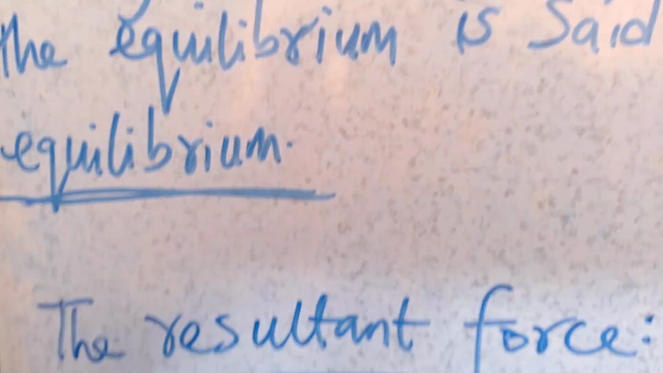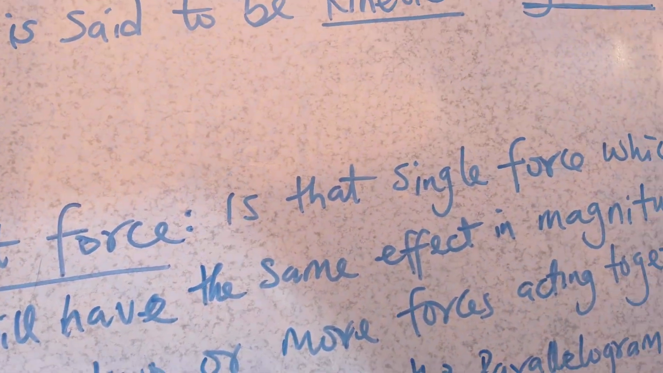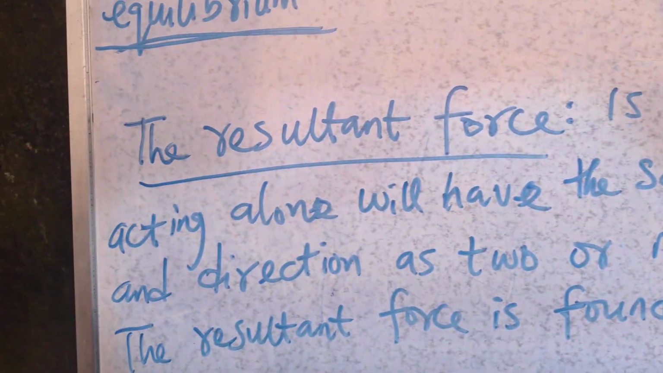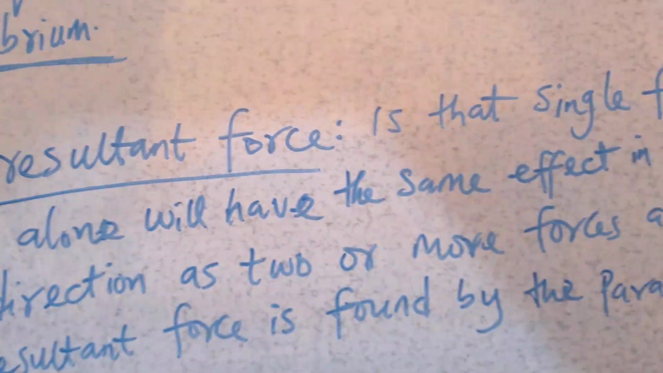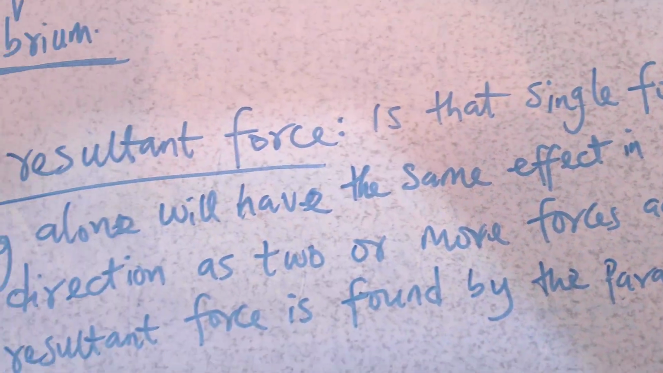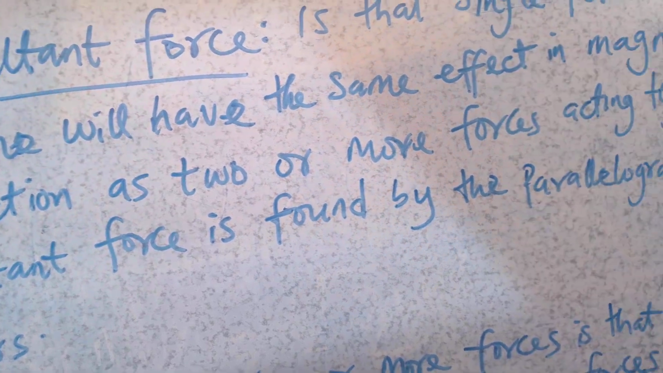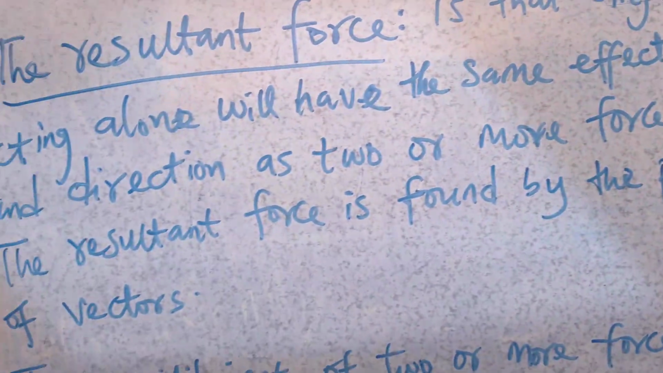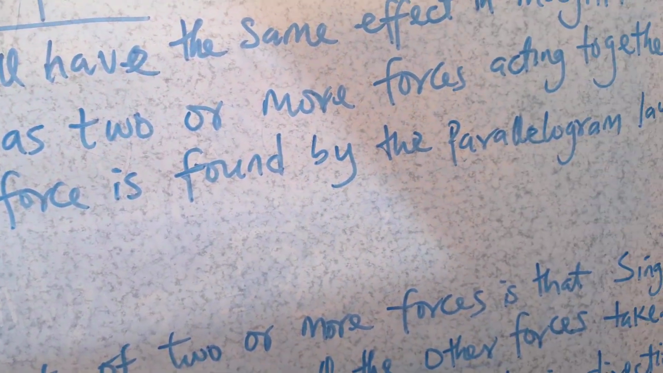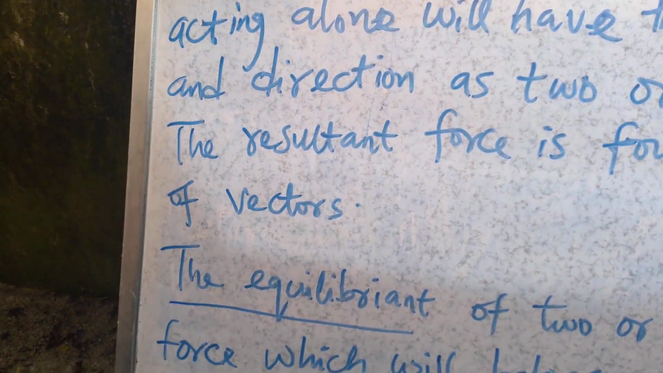The resultant force is that single force which, acting alone, will have the same effect in magnitude and direction as two or more forces acting together. The resultant force is found by the parallelogram law of vectors.